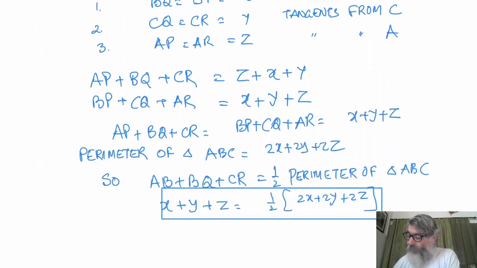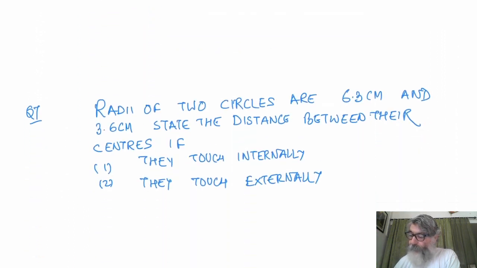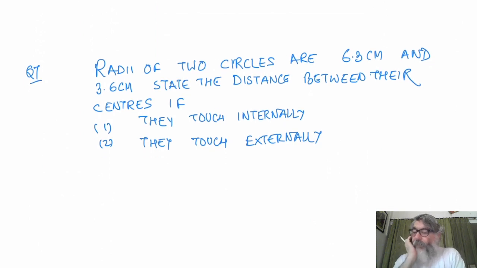Now let's see the next question. He says radii of two circles are 6.3 centimeter and 3.6 centimeter, just the reverse of each other. State the distances between their centers if they touch internally, and if they touch externally. Sometimes they ask you the same question in a different manner. They will say, find out the maximum distance between their centers and minimum distance between their centers.